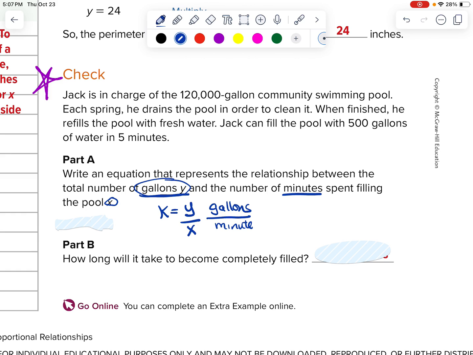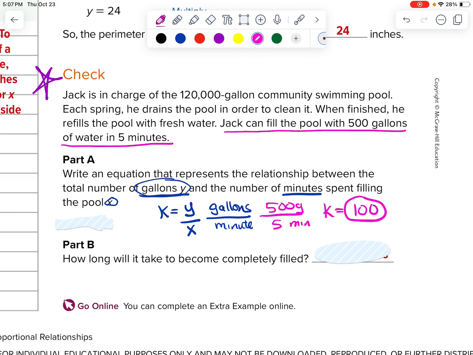Now go back to the original problem and look here. Jack can fill the pool 500 gallons of water in 5 minutes. So I'm going to go 500 gallons for 5 minutes. Let's solve that by dividing. So that means that k equals 100. Let's write the equation. You're going to take the 100 and you're going to put it into y equals kx. So my final answer for the equation part is y equals 100x.